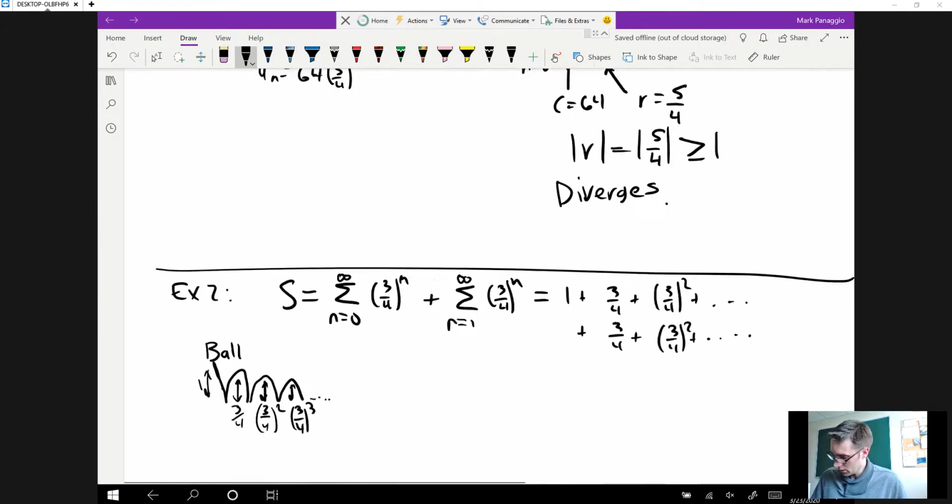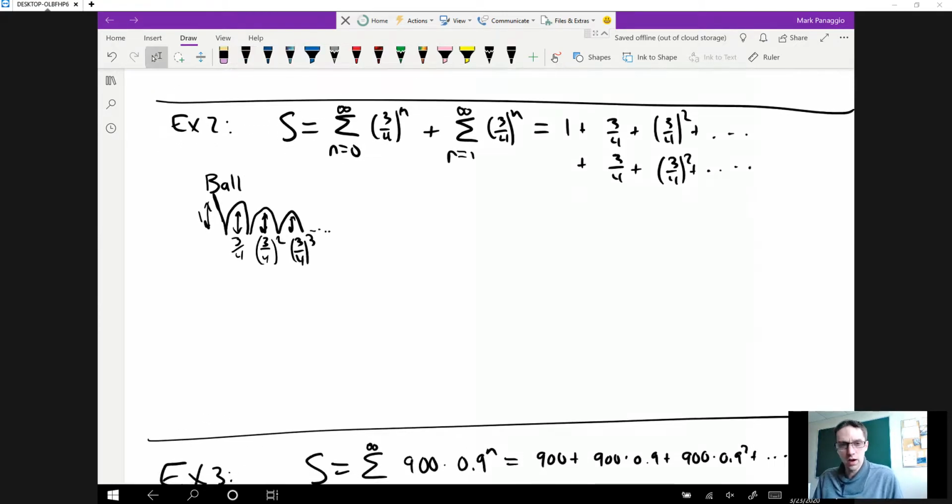All right, so the second example we looked at was the scenario where a ball was bouncing up and down. We said it bounced 1 meter on the first drop, and then each subsequent drop was 3/4 of the previous one. And so the next bounce would go up 3/4 and then down 3/4, and then the next one after that would go 3/4 squared up and then 3/4 squared down. And so we wrote it as a sum of 2 series, both geometric. One summed from 0 to infinity, and the other summed from 1 to infinity.